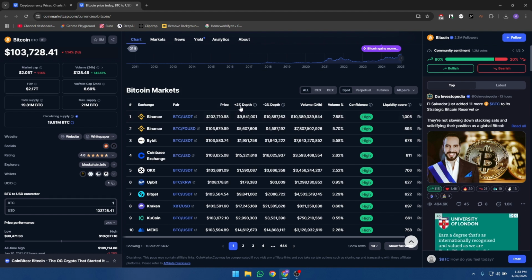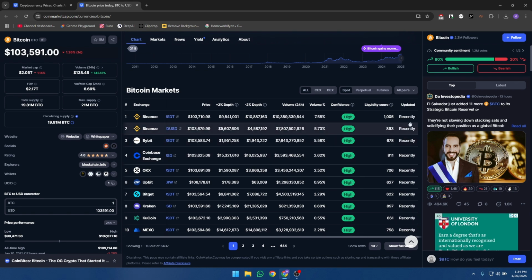And a 2% depth basically means that in order to pump Bitcoin 2% on this specific exchange, it would take $9,500,000. Same thing if you want to decrease the price by 2%, it would take another 10 million. Volume is just the amount of money traded in Bitcoin on this exchange in 24 hours. Confidence, you would want to trade on an exchange that has high confidence. It just secures your asset more. And that is pretty much it.